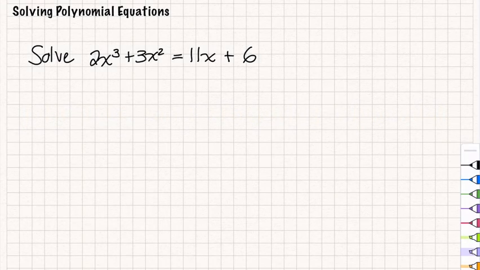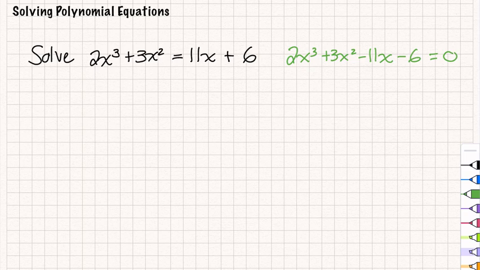Now that we've learned about the factor theorem, we're going to be applying the factor theorem and division of polynomials to solving polynomial equations. So here, as you can see, we have an equation. We're going to first simplify this equation before we solve it. For this equation, we're going to make sure we move everything to one side. So we're going to have 2x cubed plus 3x squared minus 11x minus 6. This is equal to 0.